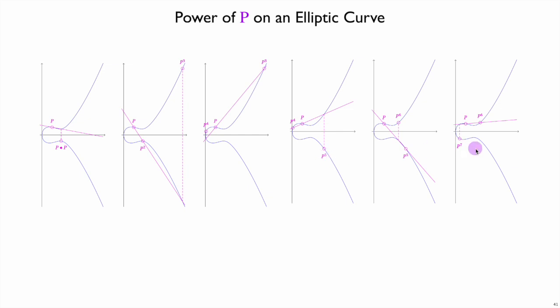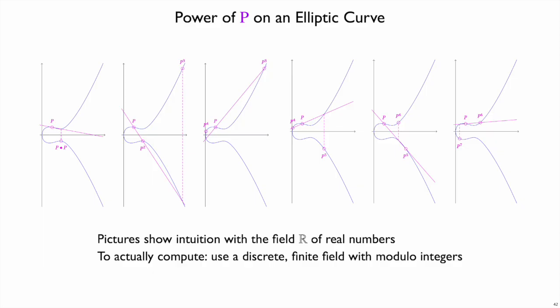In general, we're interested in the nth power of P, with the notion of power derived from our dot notion of multiplication. This is really just an intuition for what's going on, because we're using the field R of real numbers here. When we compute with these for cryptographic purposes, we're actually going to use a discrete finite field with modulo integers. So a different kind of math, but the same intuition is behind it.